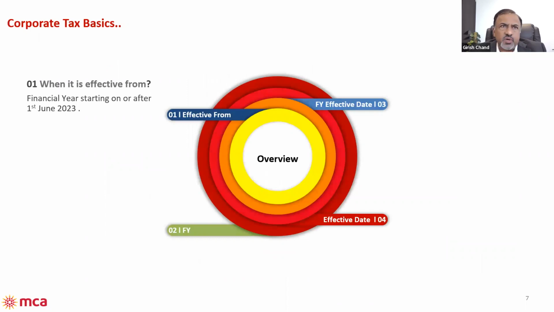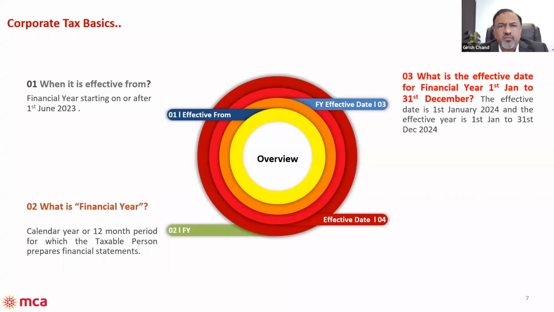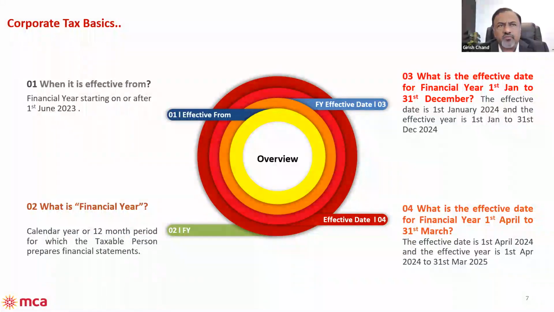Just for clarity, in terms of when it is effective, it is effective for financial years starting on or after 1st June 2023. So whenever we use the term financial year, it basically means that the corporate tax implementation is not going to be uniform for all entities. It would depend largely on the financial year. Most entities in the UAE generally follow the financial year of January to December. For such entities, the financial year of applicability will be from 1st January 2024, and the year would be from January 2024 to 31st December 2024.